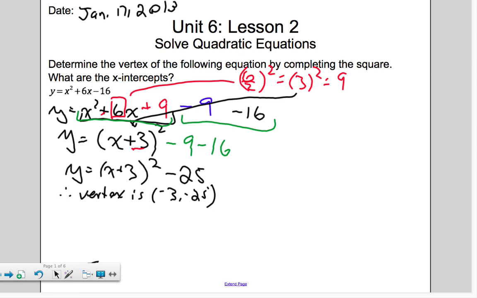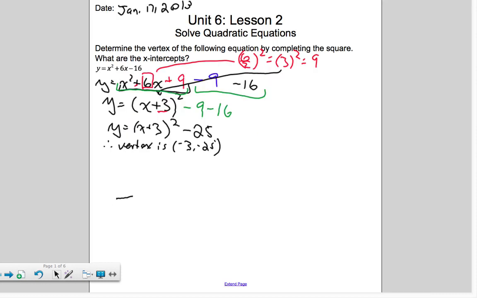So the second part of the question is about the x-intercepts. How do we calculate that? That was sort of like the question in the quiz as well. How do we know how to calculate the x-intercepts, or the zeros, or the roots? What's the technique that we've learned to get those x-intercepts?